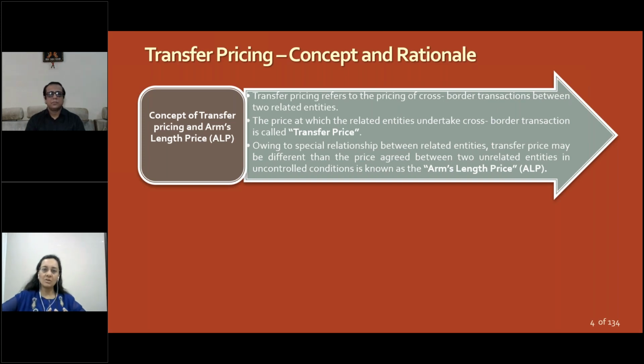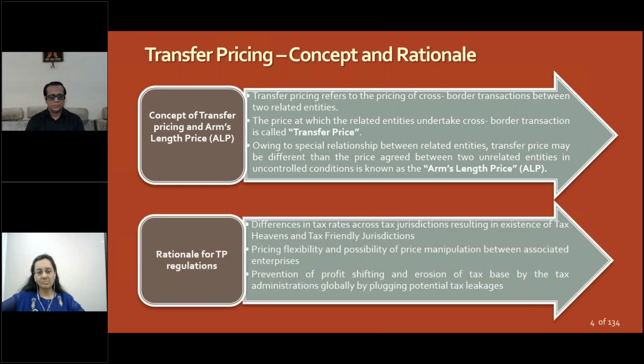But sometimes, because the entities that are transacting may be related, they may be able to influence the price and may not transact at the price that unrelated parties in uncontrolled circumstances would. And therein comes the need of an arm's length price. So what is the arm's length price? The arm's length price is a price at which unrelated parties in uncontrolled conditions would transact.